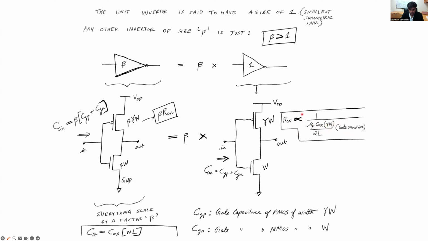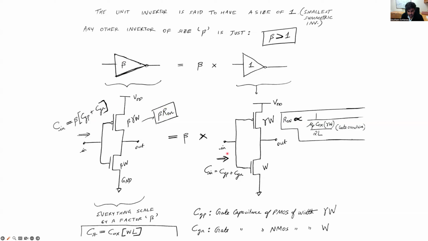And therefore, it is very easy to see that in the case of the beta inverter, which is size beta times the size of the unit inverter, this on resistance is simply going to be divided by beta, because this term is going to have a beta gamma W. So if the unit inverter has an on resistance of R on, the on resistance of the beta inverter is just going to be R on over beta.